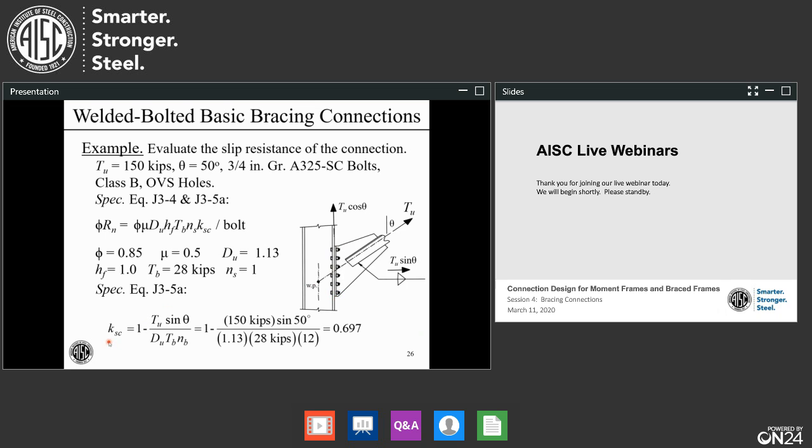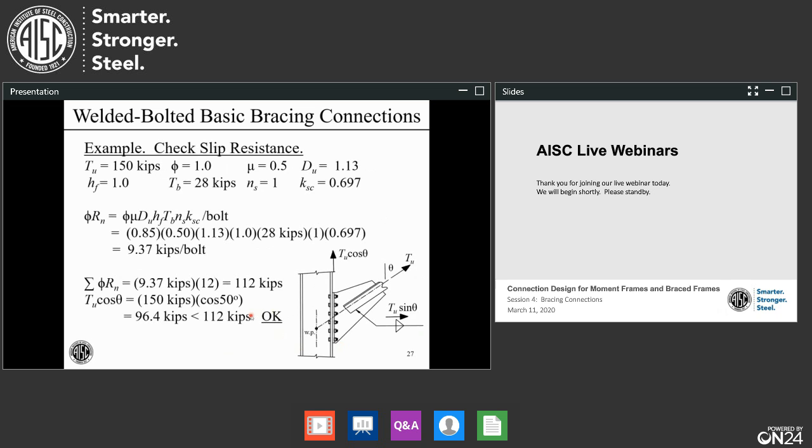Going to our equation for the case of SC, it's 1 minus this applied force that's pulling the connection apart. For our example, that is T sub u times the sine of theta, divided by the clamping force. And again, this is the minimum pretension times the ratio of the average to min. So these two are the average pretension per bolt times the number of bolts. Plugging all these numbers into our equation, we get 0.697. So we have about a 30% reduction in the slip resistance due to this force that's pulling the plies apart.